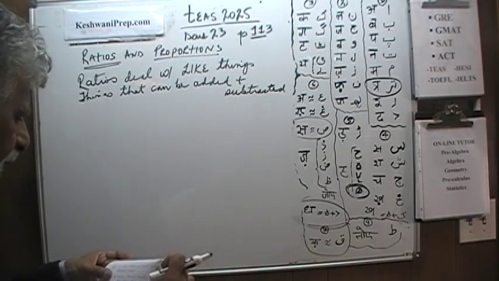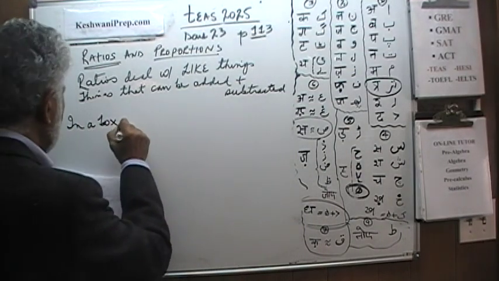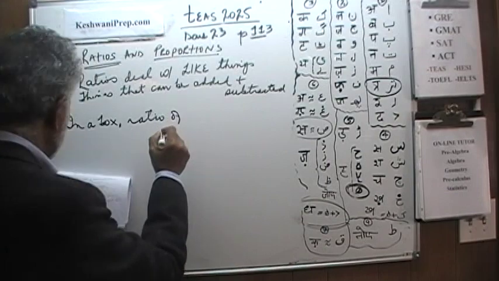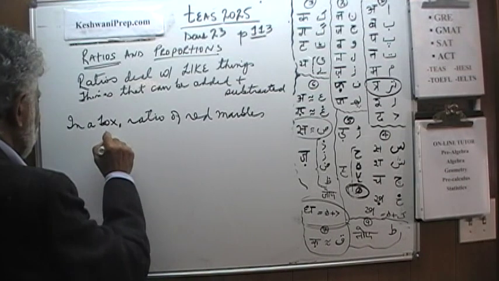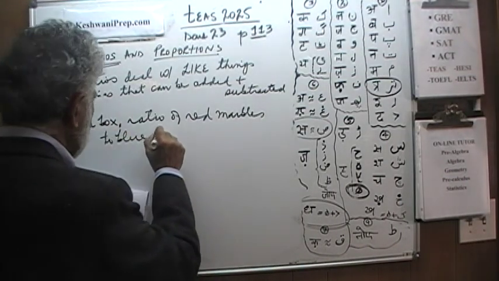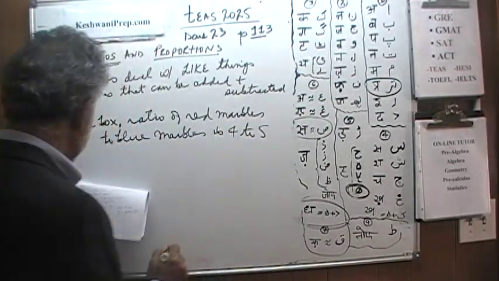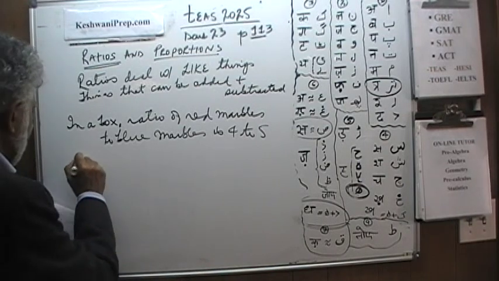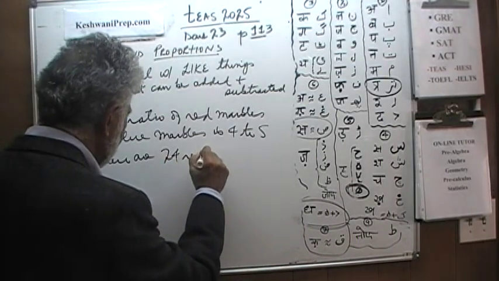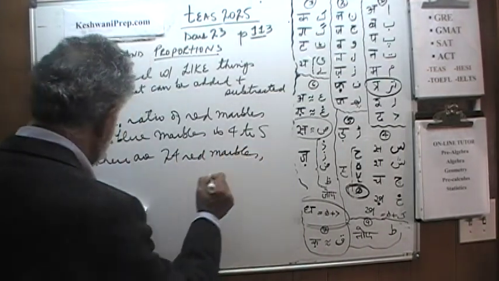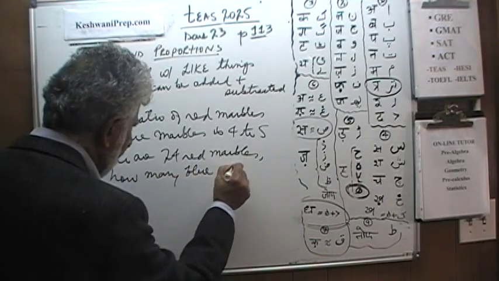Here's another question. In a box, the ratio of red marbles to blue marbles is 4:5. The question is, if there are 24 red marbles, how many blue marbles?